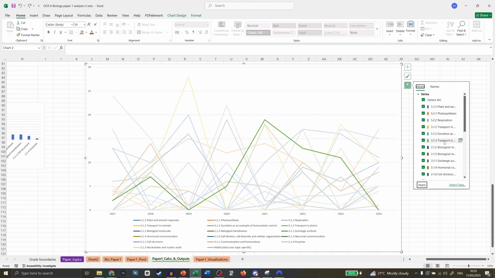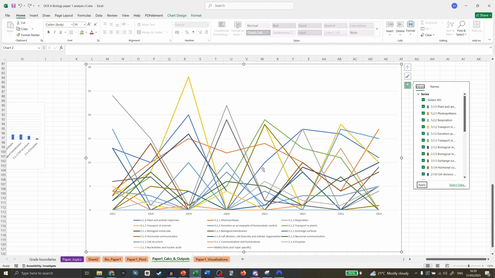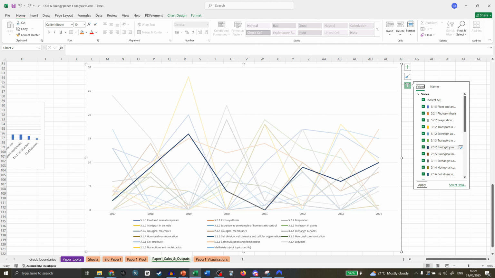So that's my prediction, guys. Transporting plants is going to go up this year, and it's going to go up to a decent amount. I think it's going to go up to around the 10 mark range. Complete guess again, but we'll see.